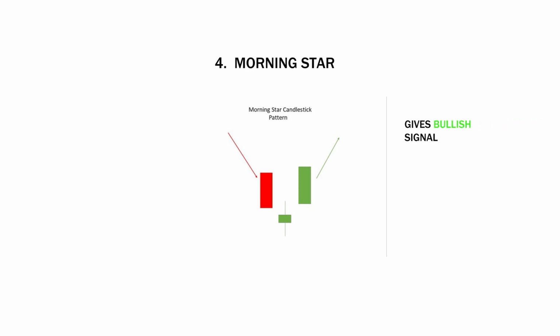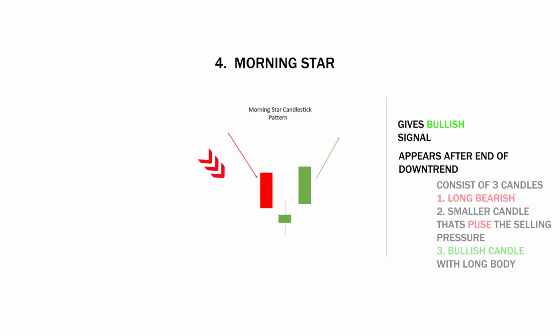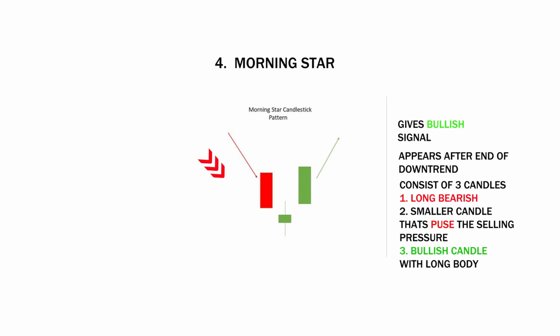Number 4. Morning star. The morning star is a bullish candlestick pattern commonly used in Forex trading to signal potential reversals in downtrends. It typically consists of 3 candlesticks. 1. The first candlestick is a long bearish candlestick, indicating a strong selling pressure. 2. The second candlestick is a smaller candlestick with a narrow range, often showing indecision or a pause in the selling pressure. 3. The third candlestick is a bullish candlestick with a long body that closes above the midpoint of the first candlestick's body. This candlestick suggests that buyers have regained control, reversing the previous downtrend.